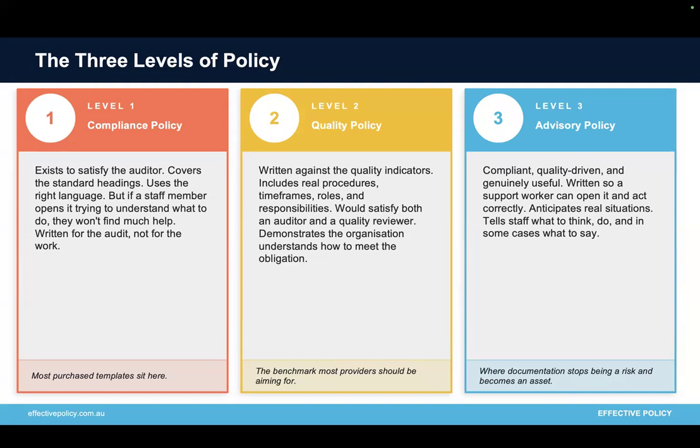Okay. And this is where the documentation stops being the risk that it currently is, and it becomes your asset. And that's the only policy and procedure that I want. I don't want something to sit on a shelf. I want that policy and procedure to be able to guide my staff and myself if I've forgotten something. That's what it's there for.